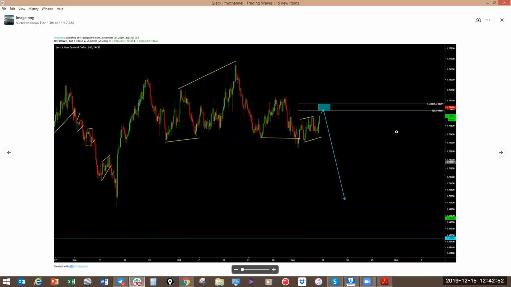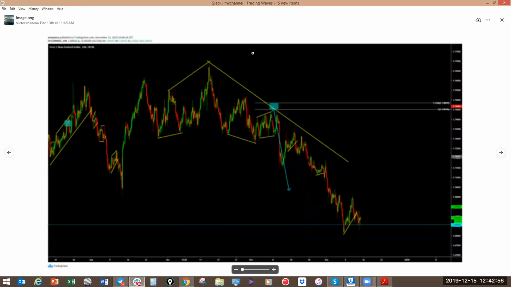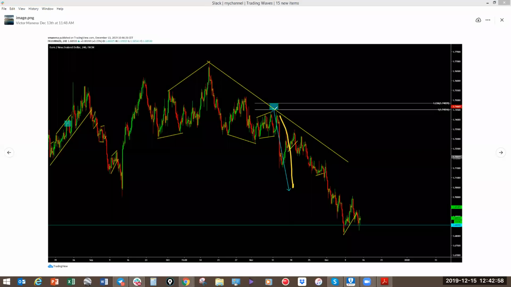Okay, so this was Euro New Zealand. Now this is the actual one that I was looking for, and this is how Euro New Zealand has played out. As you can see, it dropped from exactly where we wanted it to drop.